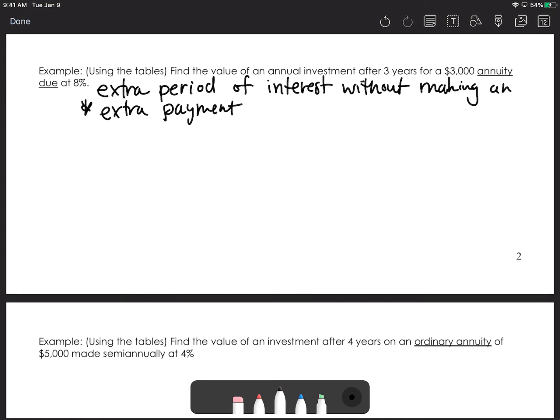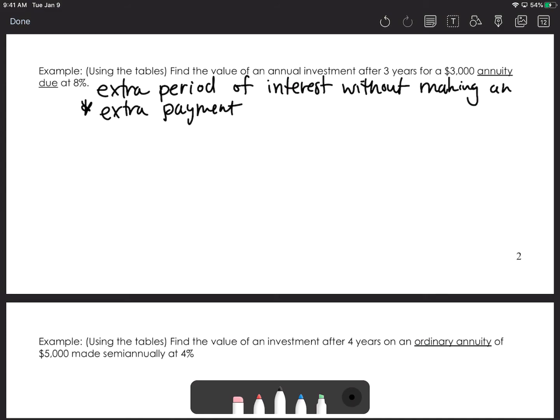What we're going to have to do is, when we look up the table value, add an extra period, but subtract off an extra payment. The tables that are given in your student handbook are made for ordinary annuities. They're not made for annuity due. So you're going to have to figure out what that annuity amount is with an extra period, but we don't want the extra payment. So we subtract an extra payment.